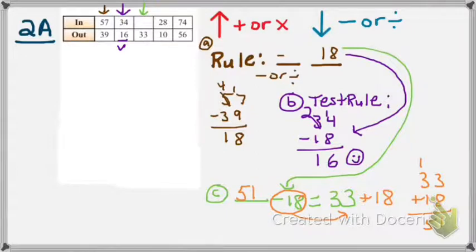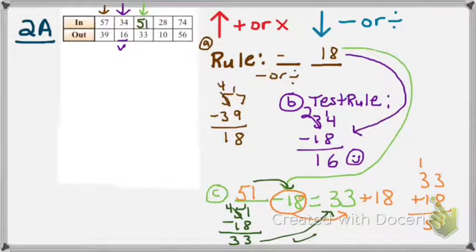Let's check it out to see. If it works correctly, 51 minus 18 would equal 33. So let's try it. 51, take away 18. 1 minus 8 can't do it. So I cross out the 5, make it a 4. That 1 turns into an 11. 11 minus 8 is 3. 4 minus 1 is 3. And yes, that's the number that it should be, which is 33. So that checks out perfectly. So I was correct. My missing number is 51.